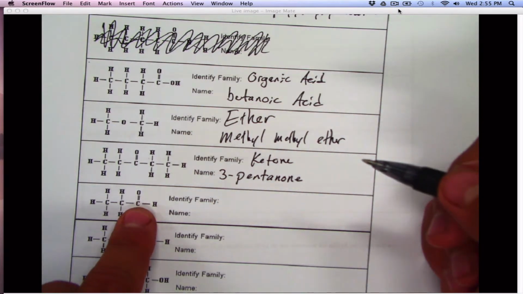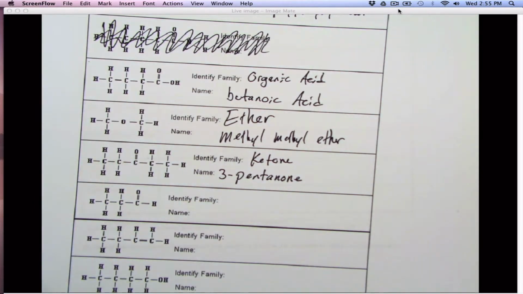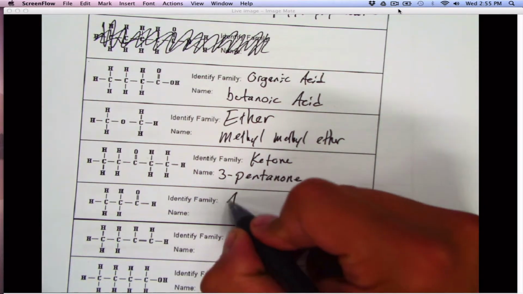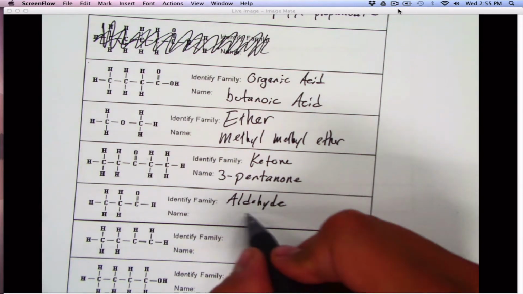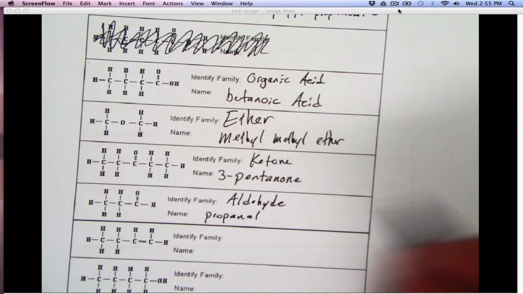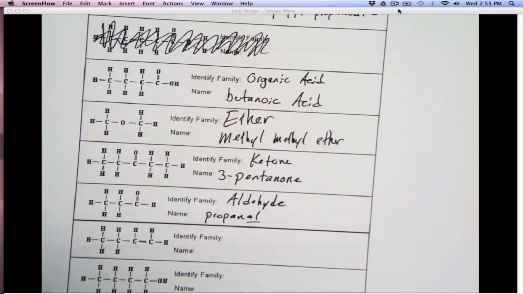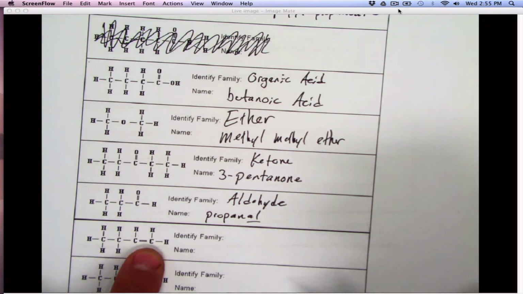This one we just have an oxygen hanging off the end with the hydrogen. All right, that's going to be just a basic aldehyde, right? Yep, aldehyde. Aldehyde, remember aldehyde, AL ending. So I have propanal, AL ending.